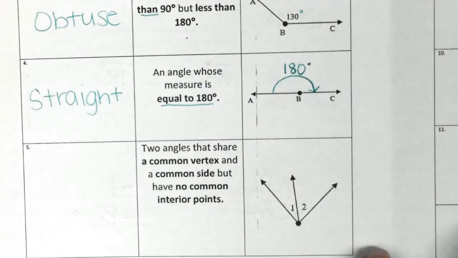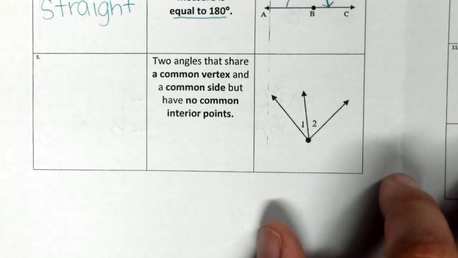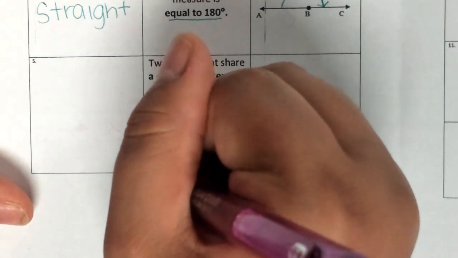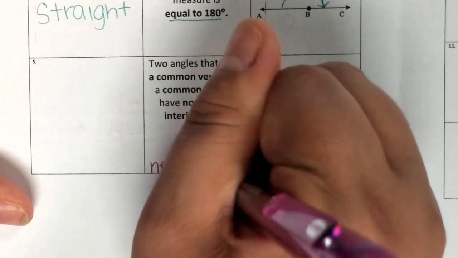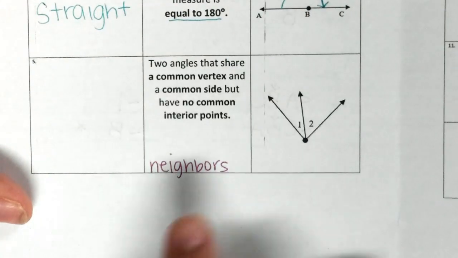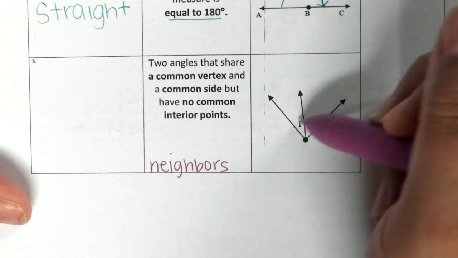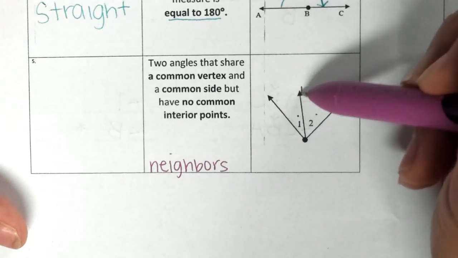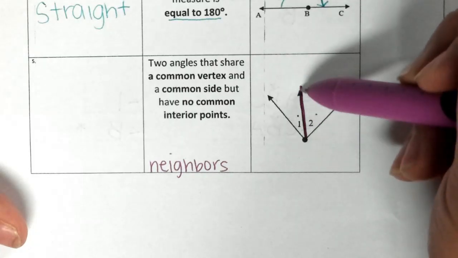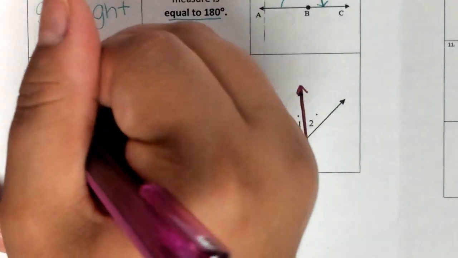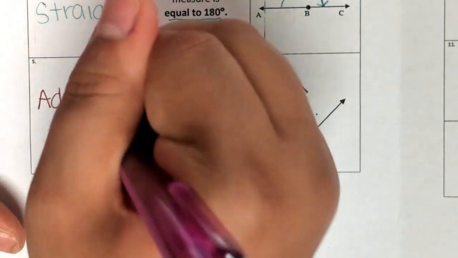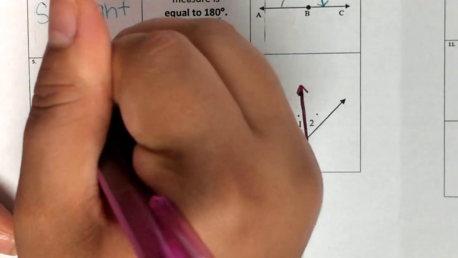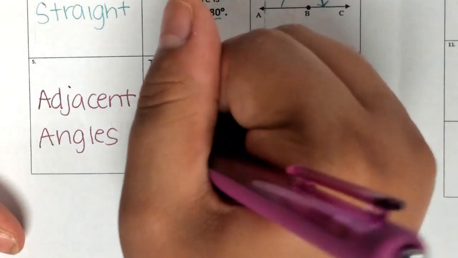Two angles that share a common vertex, a common side, but no common interior points. What I like to say is these angles are neighbors. That's not what they're called. But do you see how angle 1 and angle 2 are right next to each other? Yes. They're neighbors. They share this common vertex right here. That's like a fence. Okay? We call these adjacent angles. Adjacent. What does the word adjacent mean? They are next to each other.